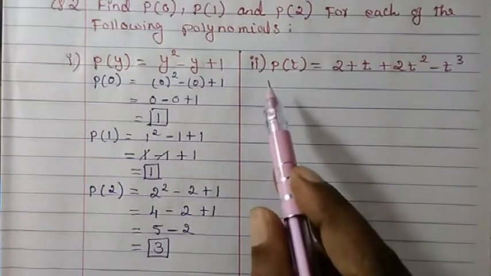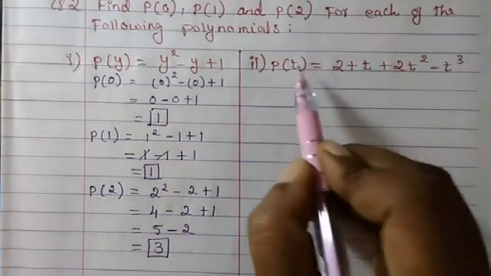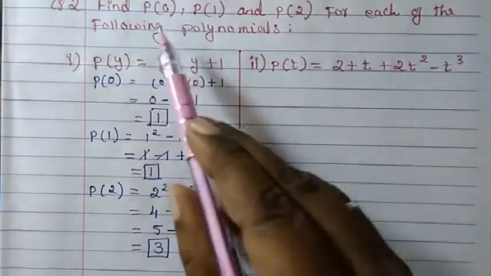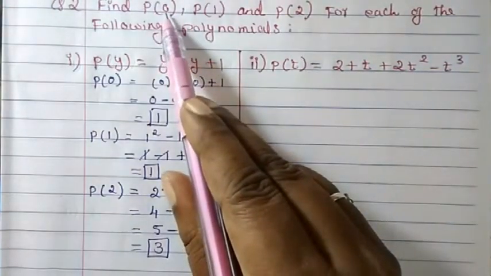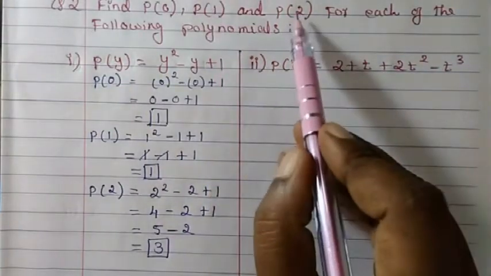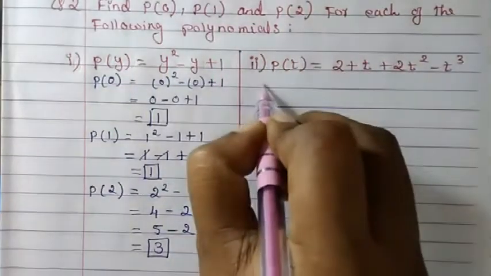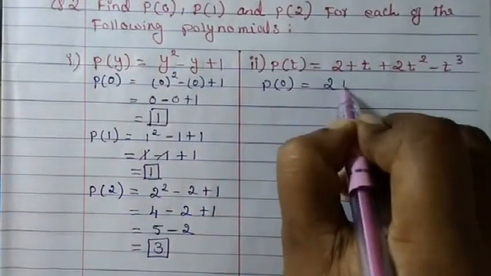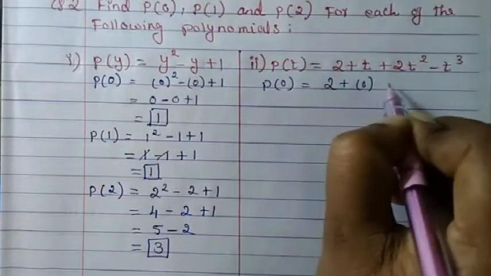In the same way we have to do for question 2 also. Wherever t is there, we will put the value 0. First we will put 0, get the value. Then put 1 and get the value. And then put 2 and get the value. So let's do it for 0 first. Wherever we have t, we have to put 0.